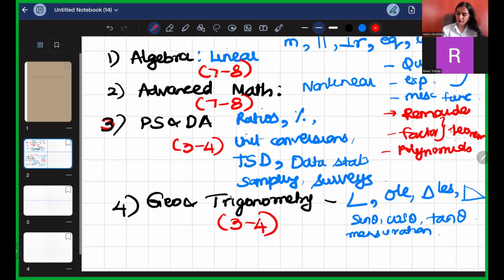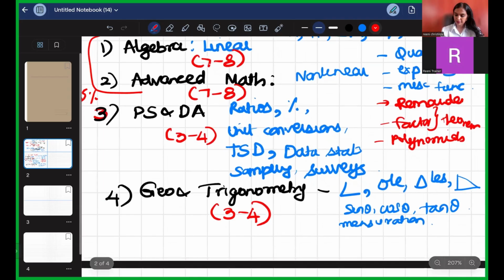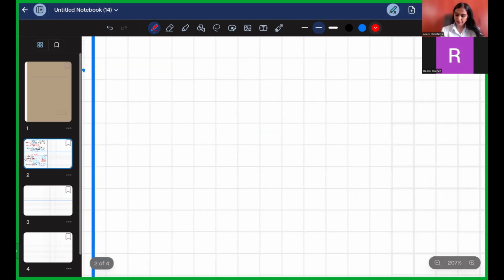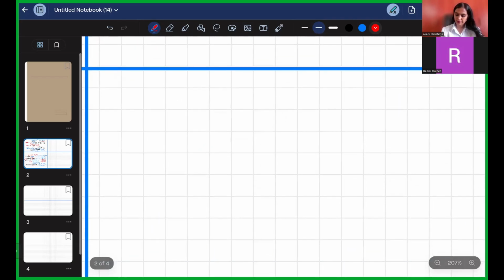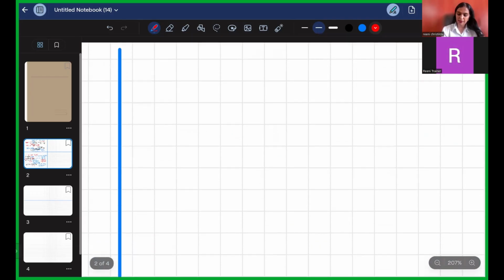So from algebra itself, linear and non-linear algebra, you get 65% of the questions. So it's just 50% of the syllabus. So it's very important, right? In today's class, we'll discuss algebra. Linear algebra.